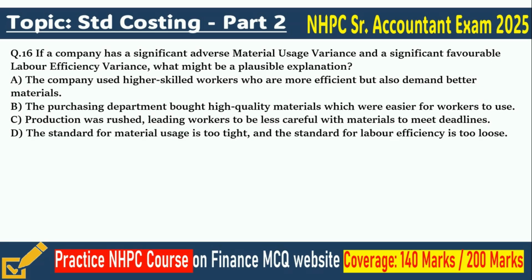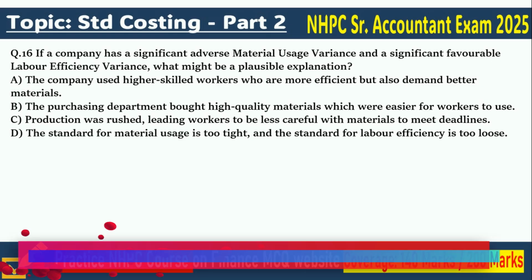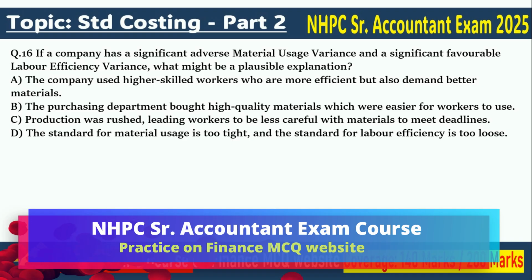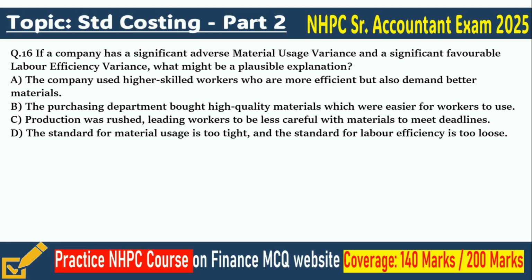If a company has a significant adverse material usage variance and a significant favorable labor efficiency variance, what might be a plausible explanation? Option A. The company used higher skilled workers who are more efficient but also demand better materials. Option B. The purchasing department bought high quality materials which were easier for workers to use. Option C. Production was rushed, leading workers to be less careful with materials to meet deadlines. Option D. The standard for material usage is too tight and the standard for labor efficiency is too loose.